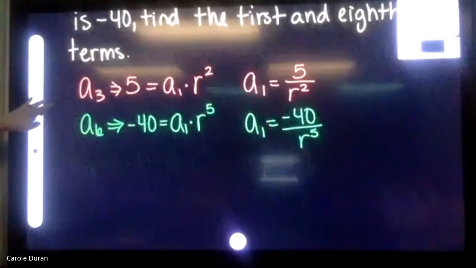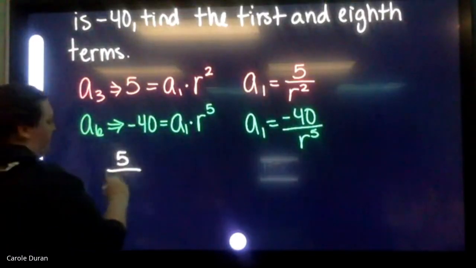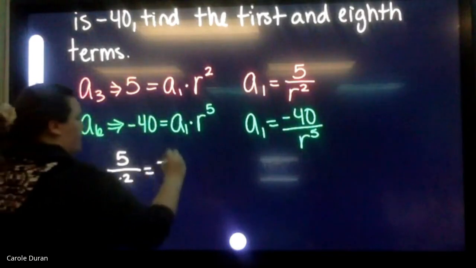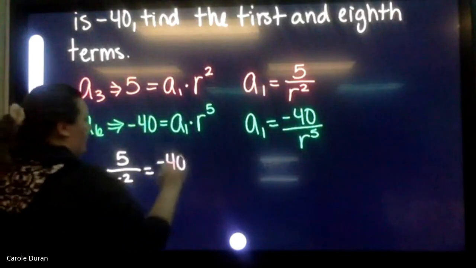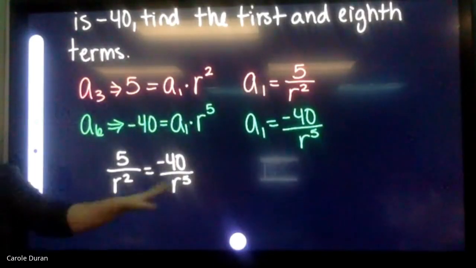Now that I have both of these isolated for the same unknown, I'm going to set them equal to each other. When I do, I get 5 over R squared equals negative 40 over R to the fifth. And now I'm kind of stuck. What am I solving for in this problem? R. So logically, I need to get all of my R's on one side of the equal sign and all of my other numbers on the other side of the equal sign. Correct? Yeah.